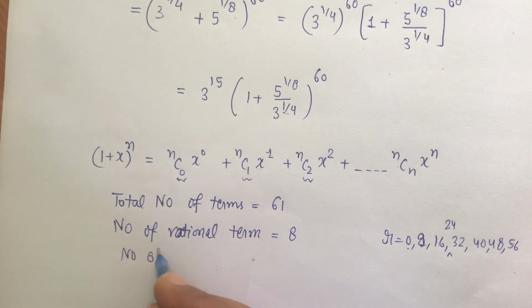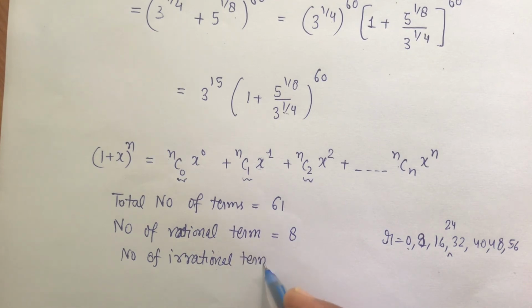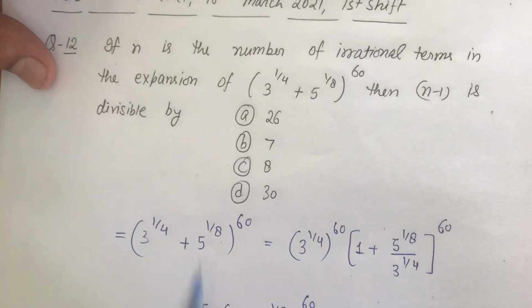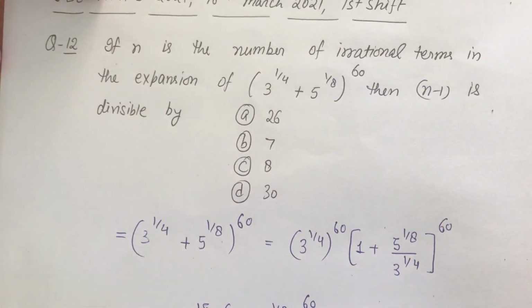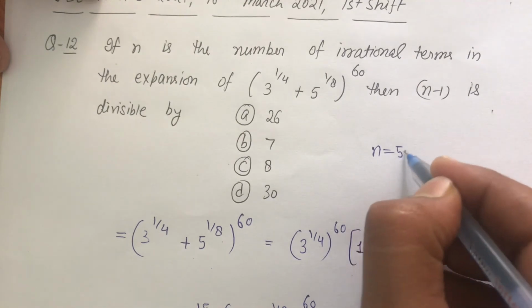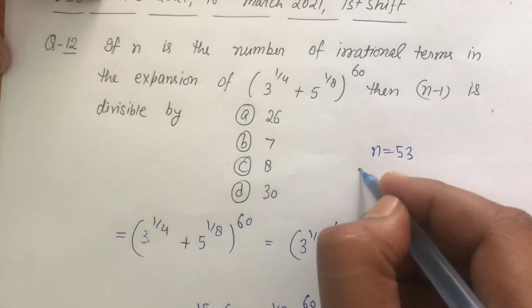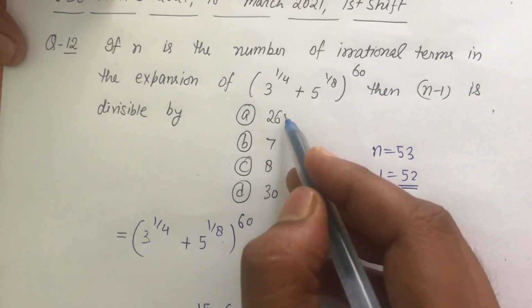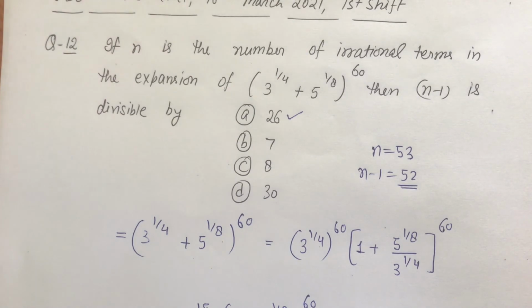So the number of irrational terms will be 61 minus 8, that is 53. This was n. According to the question, n is the number of irrational terms, so n is coming out to be 53. So what is n minus 1? 52. So 52 is divisible by 26. This was a really easy problem, and if you know this concept, you can solve this problem within 1 minute.